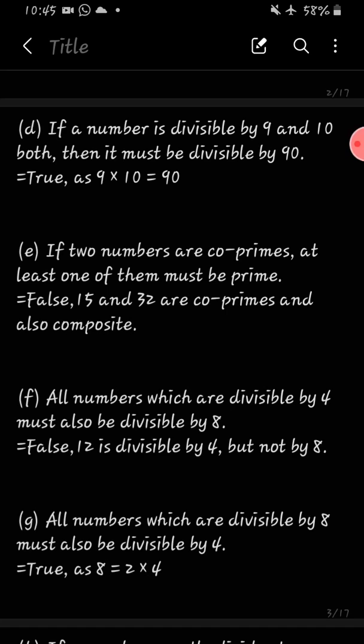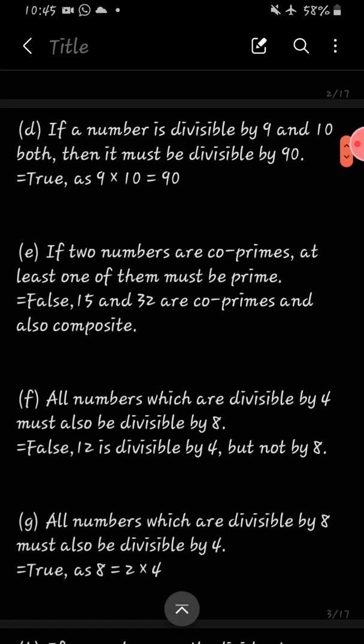E: If two numbers are co-prime, at least one of them must be prime. It is false, because to be co-prime, there is no rule that both need to be prime. Both can be composite, or one can be composite and one prime. Suppose 15 and 32 are both co-prime, and they are composite numbers, not prime numbers.